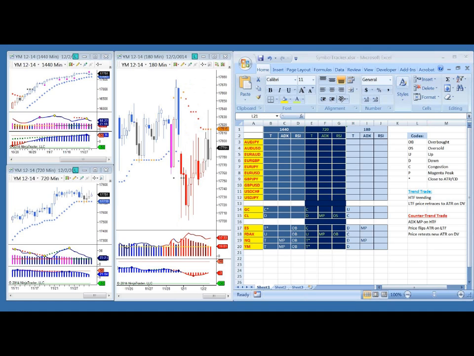Okay. When a time frame is retracing from a magenta peak to an ATR, is that trend considered in the direction of the retracement or in the original trend? It's still an original trend. You might have a counter trend trade, but counter trend is the key word there. You're going against the trend.